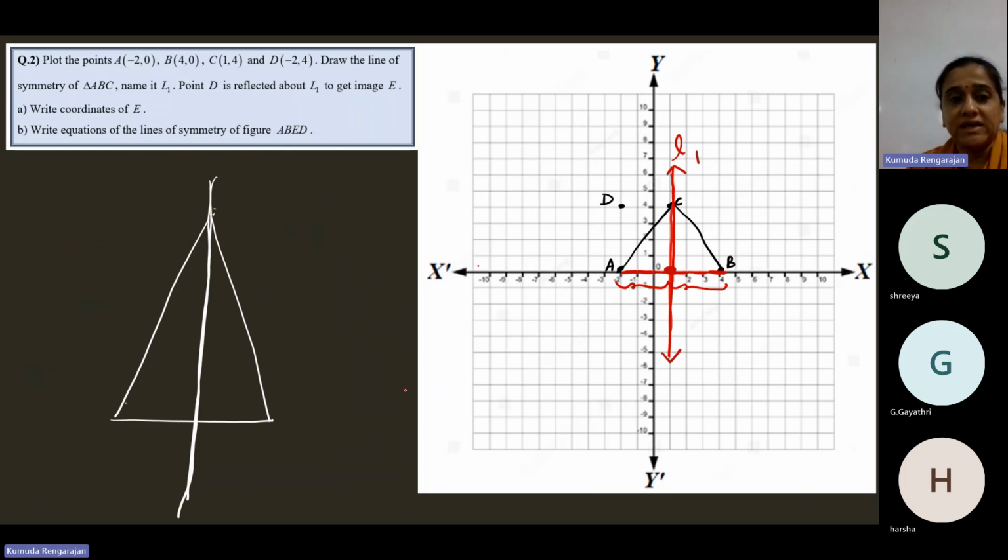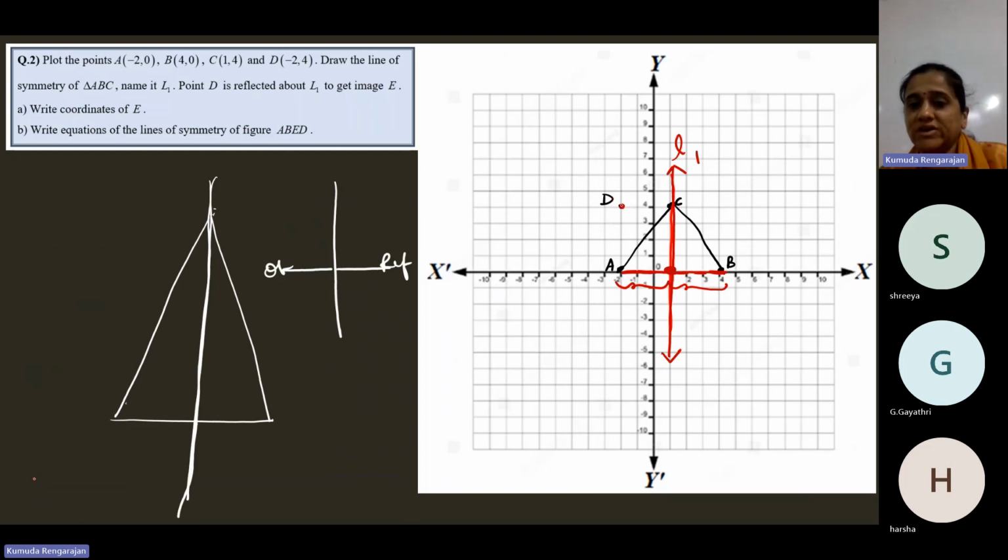Next, point D is reflected about l1 to get image E. So l1 is like a mirror, and this point D is seeing its beauty in the mirror. Where will it see its reflection? On the other side. We know that the distance between the mirror and the object will be equal to the distance between the reflection and the mirror. This distance will be equal to this distance, right? So use that.